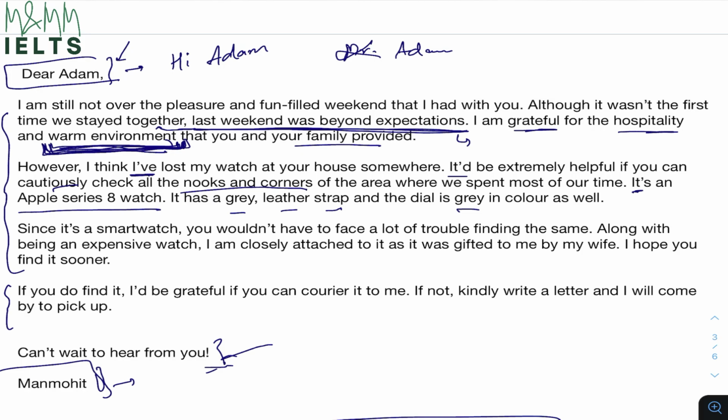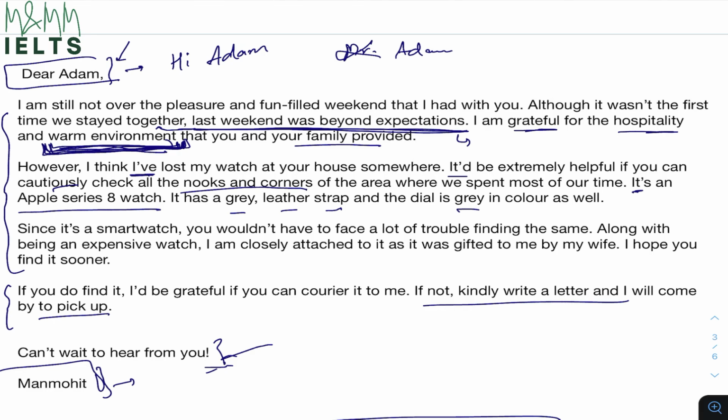If you do find it, I'll be grateful if you can courier it to me. If not, kindly write a letter and I will come by to pick up. Now that's a very smart sentence over here. I could have said, if not, just call me and I will come by to pick up. Because if that person would have been able to call me, then why am I writing a letter for no reason? Why wouldn't I call him, right?